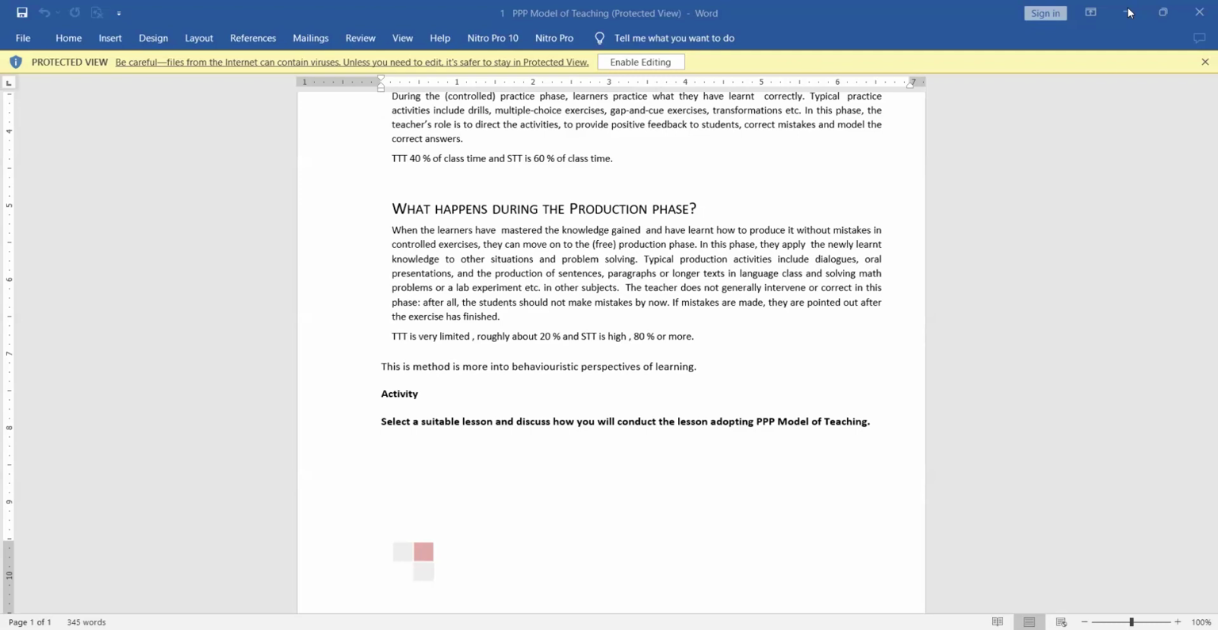Recall prior knowledge. Because constructivists believe that students are not empty vessels. They have their prior knowledge, existing knowledge. They have the knowledge of the language. They have the knowledge of the world. They have experiences. So they are not empty vessels.